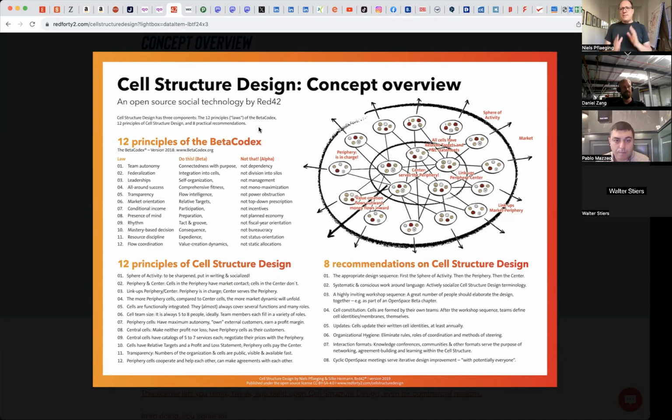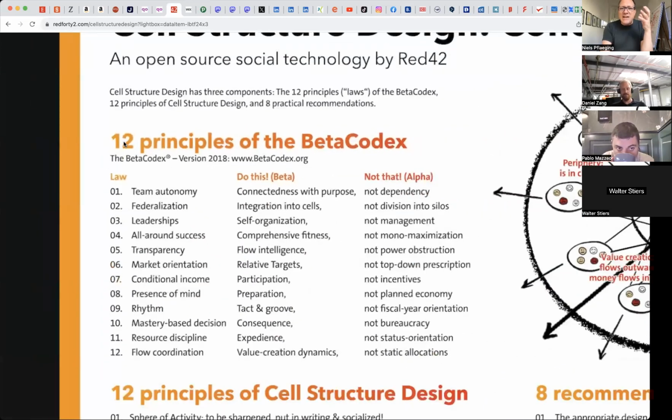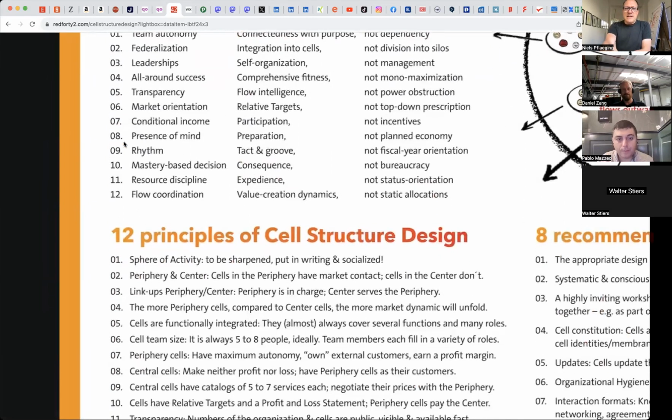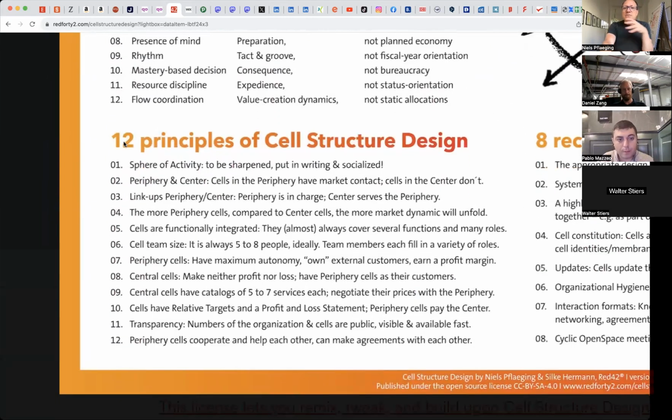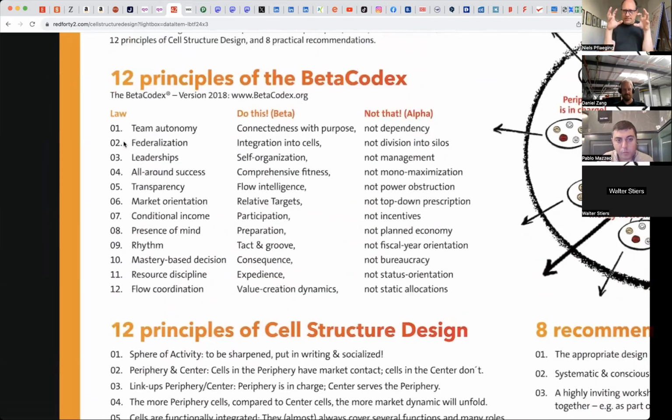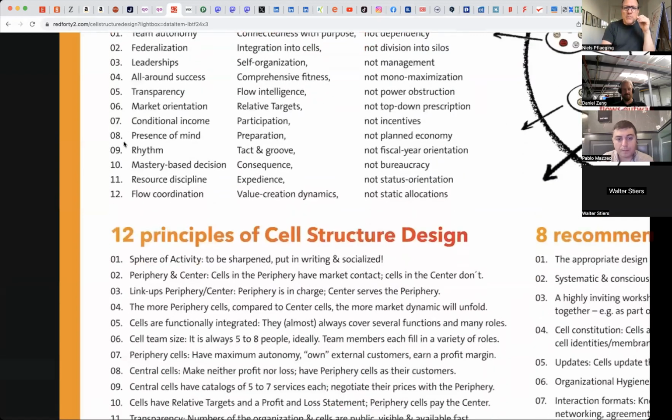But the concept overview has the purpose of, like an open source software, this is the code. Yeah? This is the code. So this is the minimum or the densest possible description of what self-structure design is. We have 12 principles here of the Beta Codex. It's the underlying other social technology that went into self-structure design. Then self-structure design has its own set of 12 principles. And these principles are more detailed than the above principles, right? These are rougher, more macro, and these are more micro.